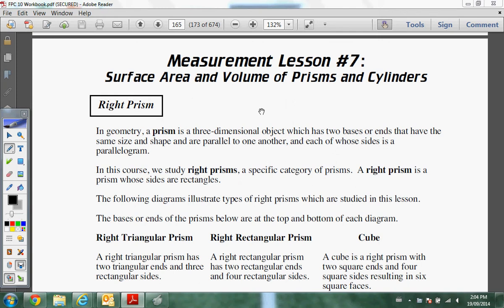So we should be good to go here. All right, so we got Unit 2, Lesson 7. All right.